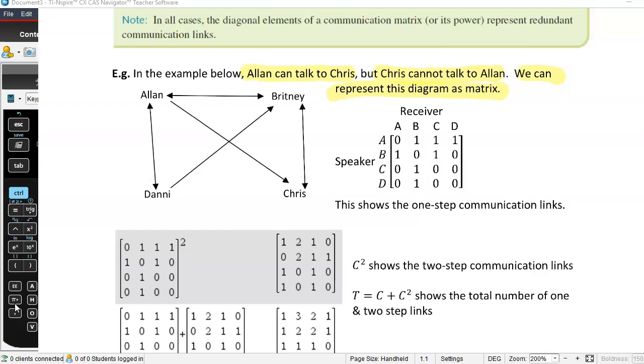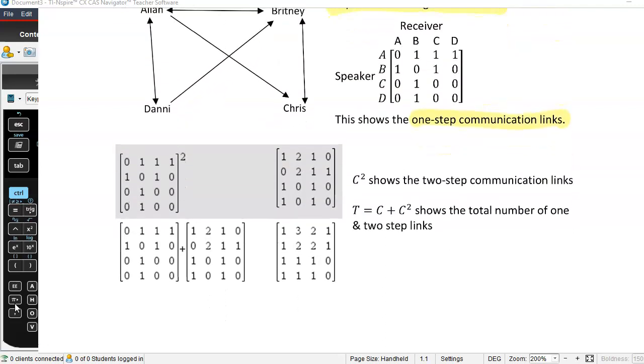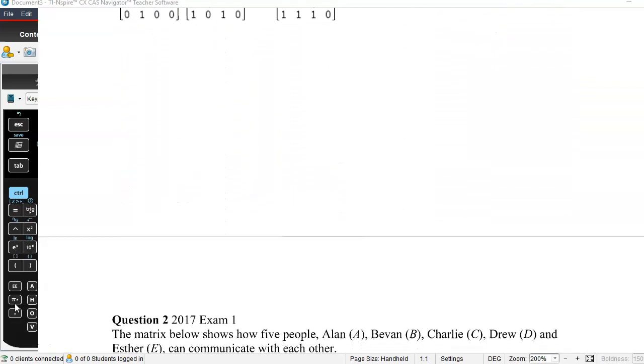Have I got a mistake there? Okay, this shows the one-step communication links. Okay, so this is C to the power of 2, so it's squared. So C squared shows the two-step communication links, and adding the two together shows the total number of 1 and 2-step links.